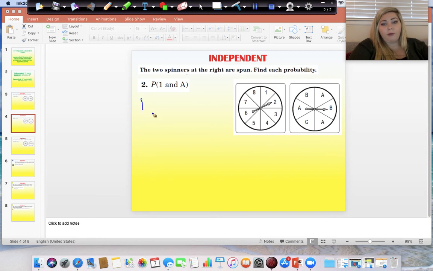There is 1 1 out of 1, 2, 3, 4, 5, 6, 7, 8 total. And there are 1, 2, 3 A's out of 6 total. 1, 2, 3, 5, 6. So 1 over 8 and 3 out of 6. Now we need to multiply these together. We cannot cross cancel here. You could reduce 3 over 6 before you multiplied them together, or you can reduce after. 1 times 3 is 3, and 8 times 6 gives us 48.